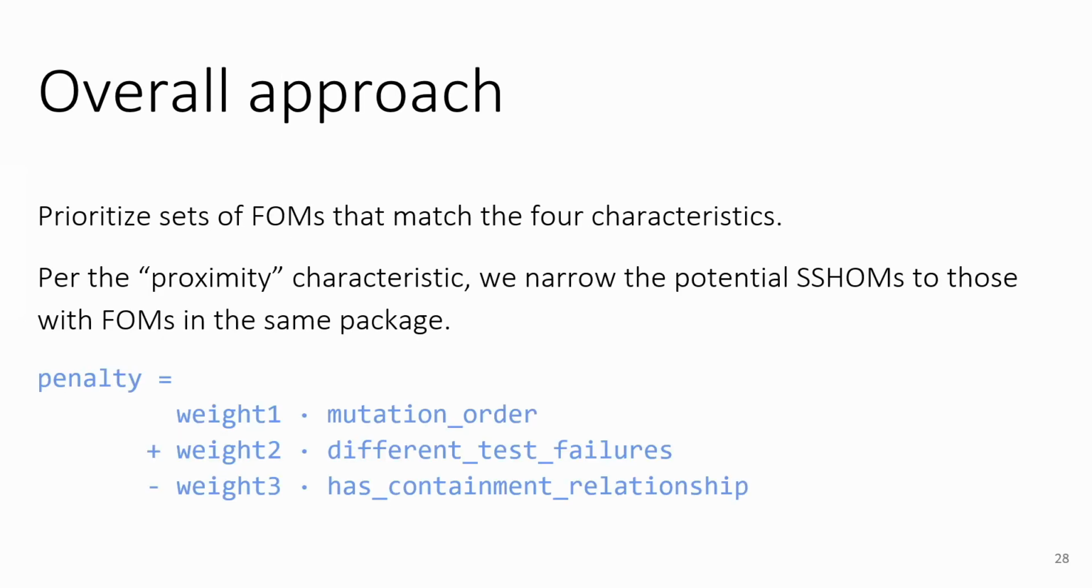The prioritized search is similar to the existing genetic search and exhaustive search in the sense that we check higher-order mutants one at a time, but our search strategy prioritizes higher-order mutants that match the 4 characteristics we outlined. We use the proximity characteristic to narrow the number of candidate higher-order mutants to those made up of first-order mutations within a package. The penalty function for sorting the candidate higher-order mutants utilizes the other 3 characteristics, as it is a linear combination of the mutation order, the number of test outcomes that differ between the first-order mutants, and whether or not it has a containment relationship with a previously found strongly subsuming higher-order mutant.